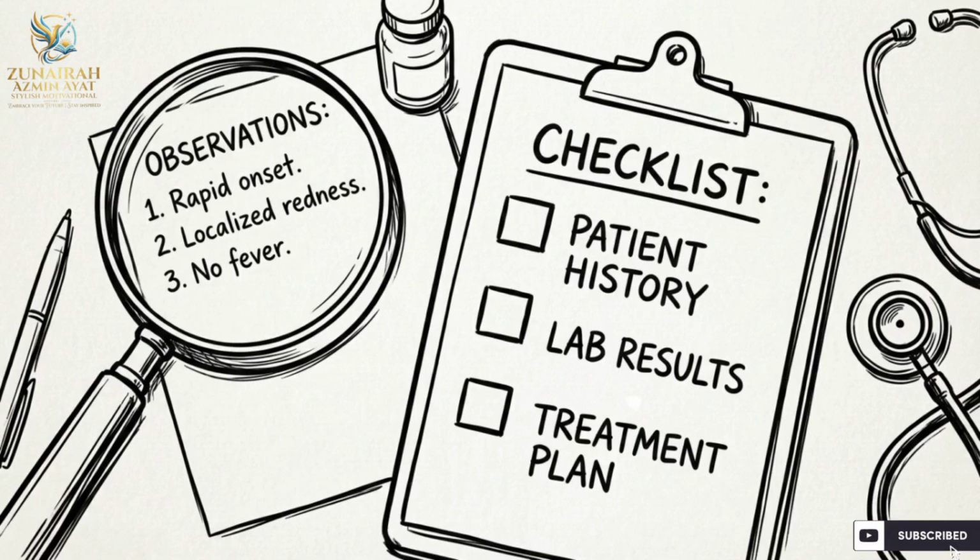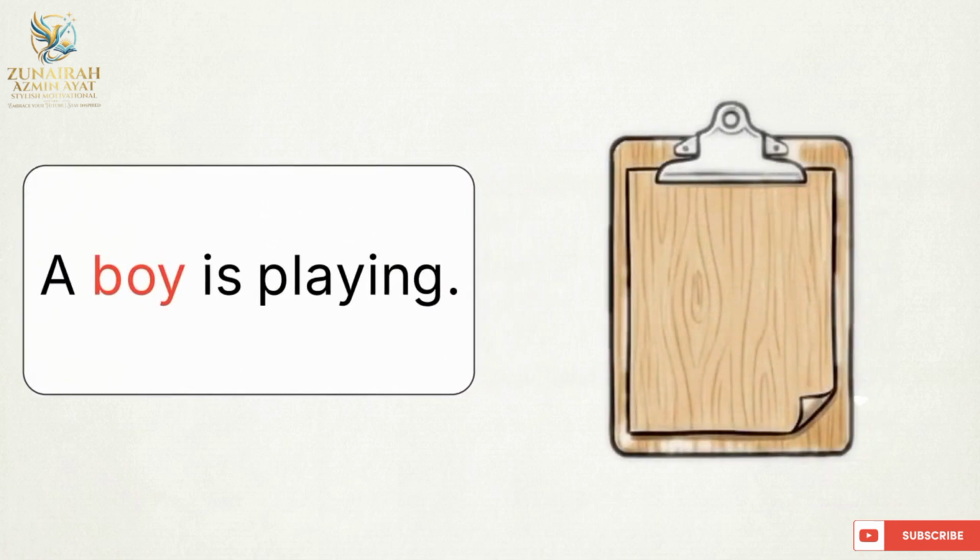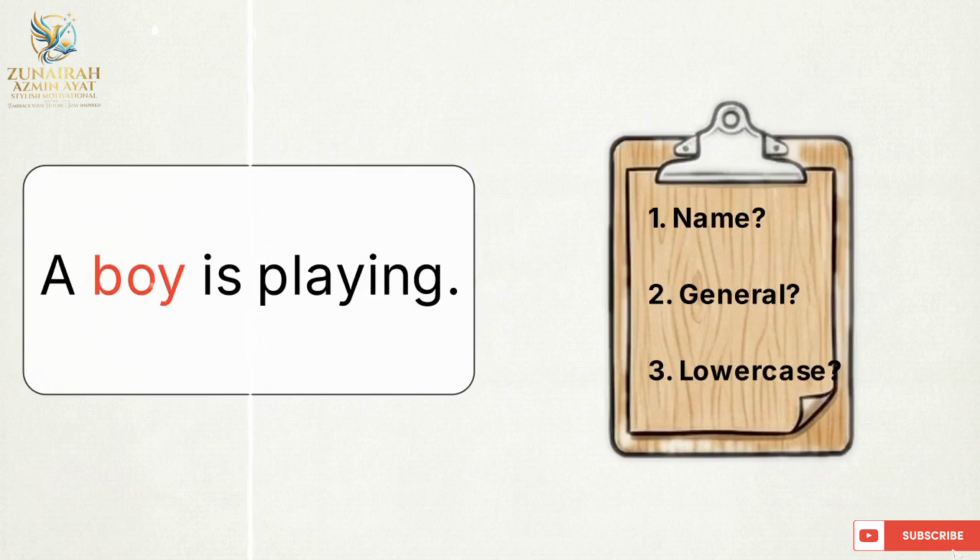Now we transition to the practical application phase. We will test our new 3-step checklist in real time on a full sentence. Take the sentence, "A boy is playing." We run it through our 3 checklist questions. Is it a naming word? Is it general? And is it lowercase? Looking at the word boy, we confirm it is a naming word for a person and that it is general. Finally, we verify the 3rd question. The word is correctly formatted in lowercase letters.